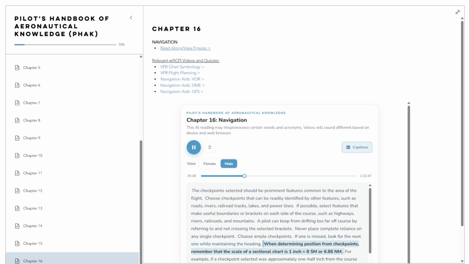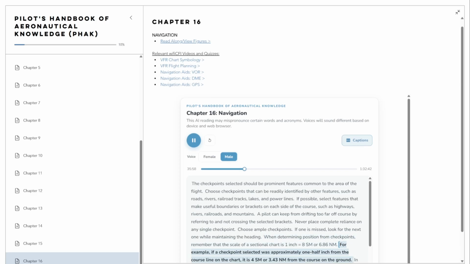When determining position from checkpoints, remember that the scale of a sectional chart is 1 inch equals 8 SM or 6.86 nautical miles. For example, if a checkpoint selected was approximately 1/2 inch from the course line on the chart, it is 4 SM or 3.43 nautical miles from the course on the ground.